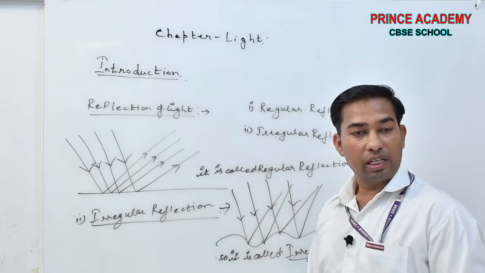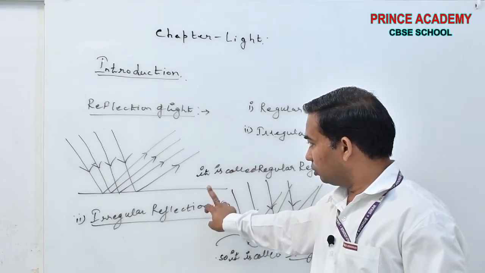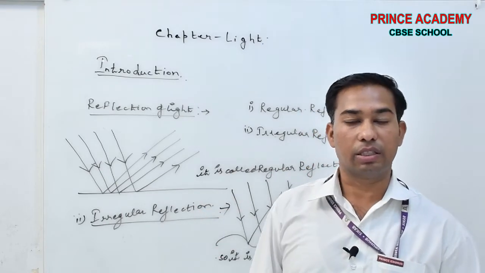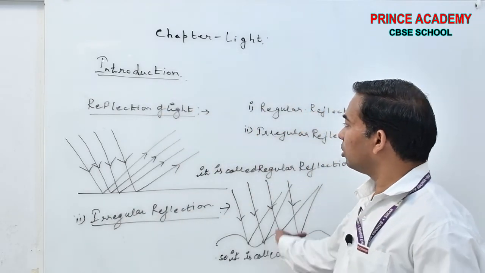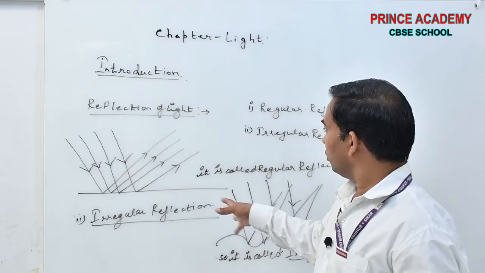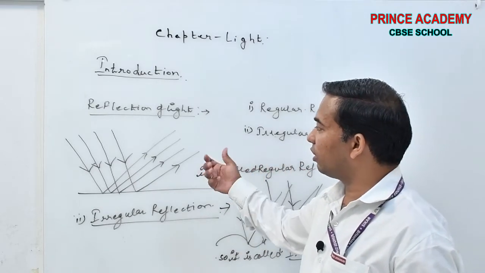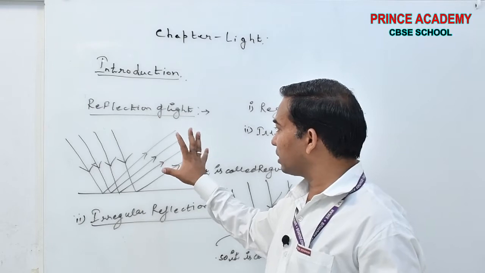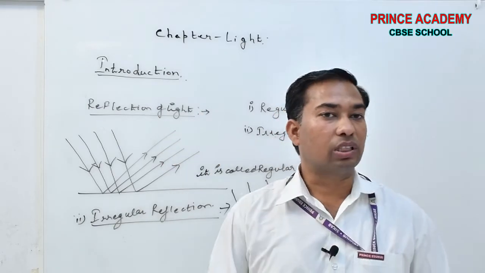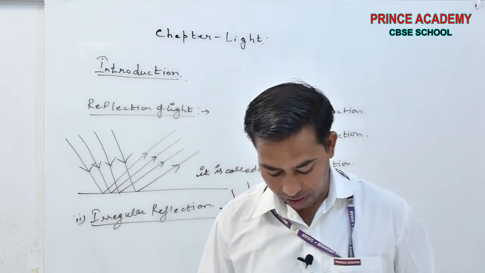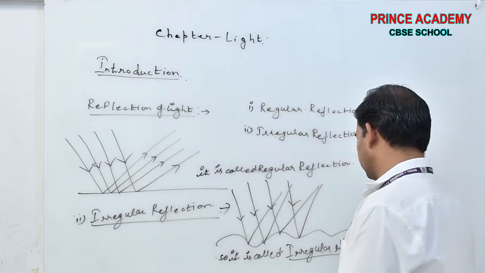It is called the reflection of light. It depends on the nature of the surface, whether the surface is smooth or irregular. It is called the nature of the surface where the light is incident and reflected. The second thing is that the reflection of light is based on the law of reflection.